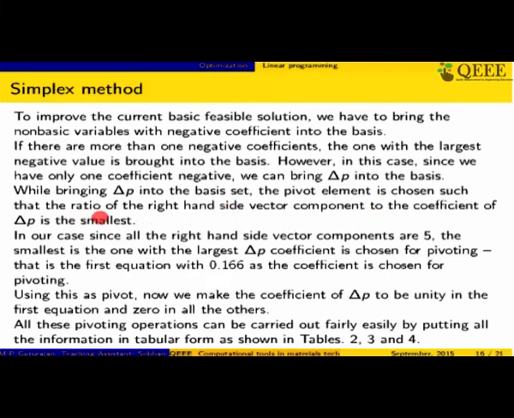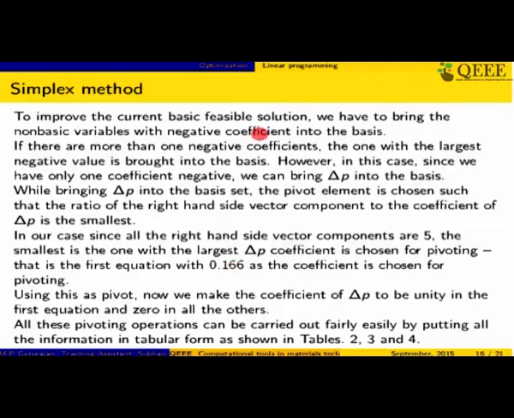The pivot element is chosen such that the ratio of the right hand side vector component to the coefficient of delta p is the smallest. In our case, all the right hand side vector components are 5. So the smallest is the one with the largest delta p coefficient, and that is what is chosen for pivoting. Okay, so that is the first equation in which the coefficient of delta p is 0.166. That is chosen as the pivot. What do we do using that as the pivot? We make the coefficient of delta p unity in the first equation and 0 in all the others.